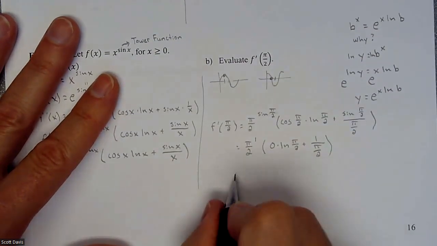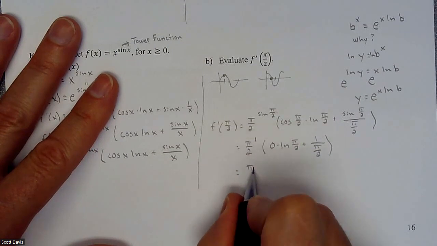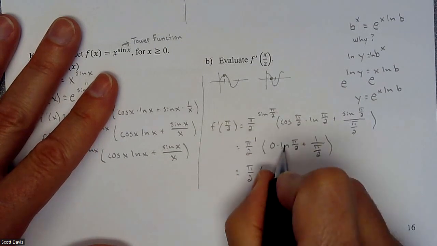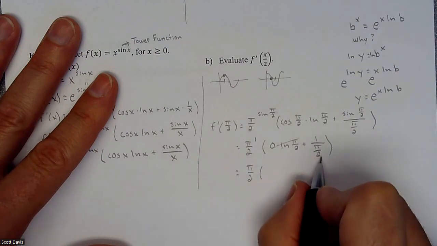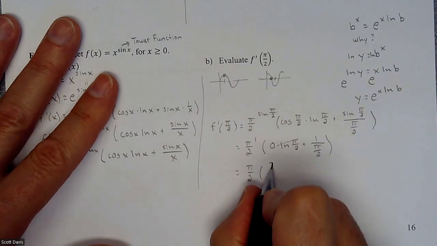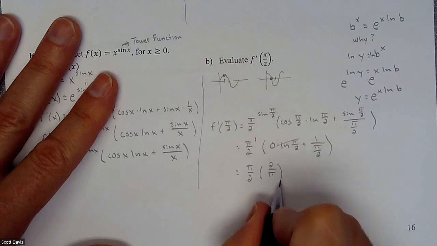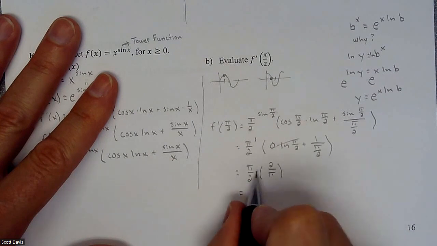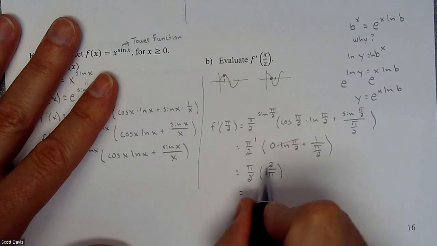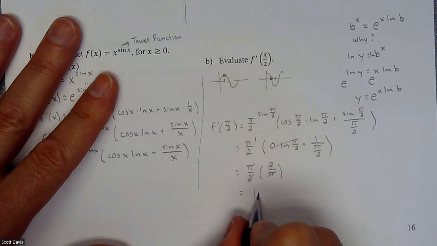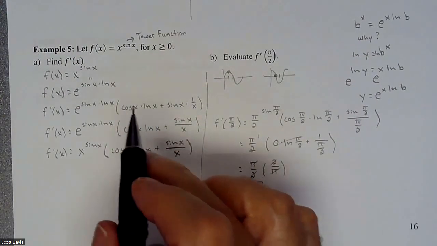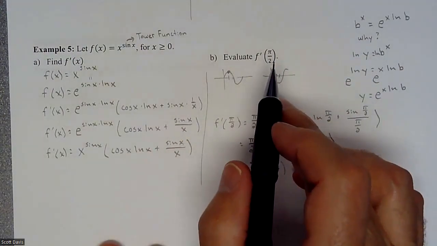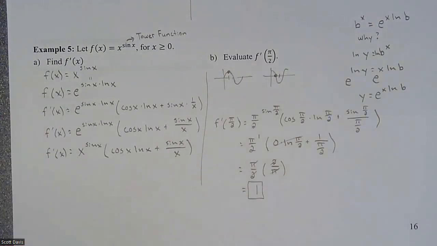All right, so let's keep going. So this is just pi over 2 times 0. That's going to go away. And then this, instead of dividing by pi over 2, I'm going to multiply by its reciprocal, 2 over pi. You're multiplying by its reciprocal, so everything's going to cancel, and you're left with the 1. So that represents the slope of this equation at that value. And that's our final answer.